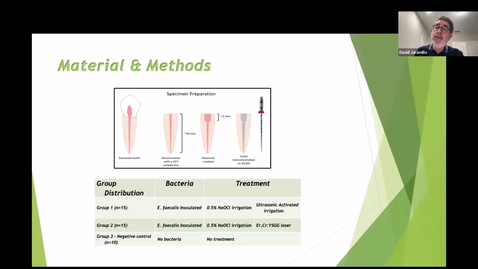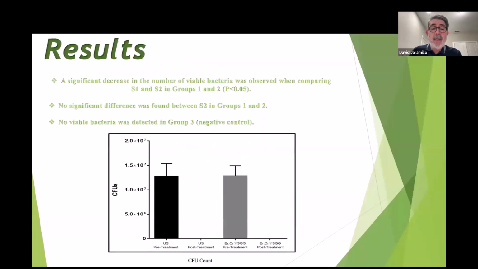Because in in vitro conditions, if we use 6%, 8% sodium hypochlorite, we're going to kill everything. The 0.5% still has very good disinfection power, but it's not as aggressive as 6% in in vitro conditions. So that's why we use that.